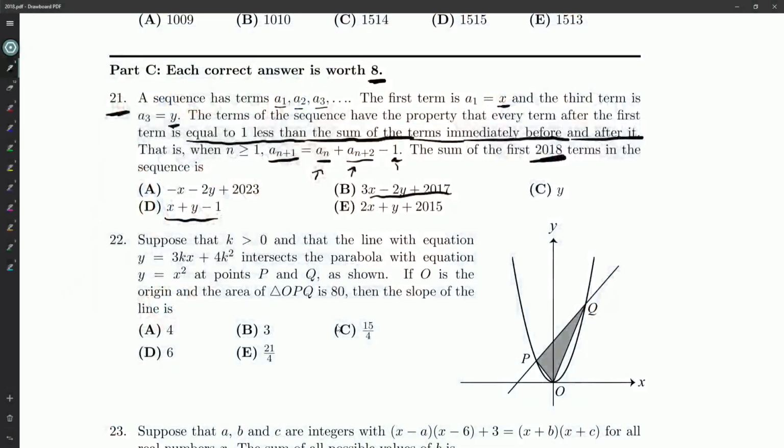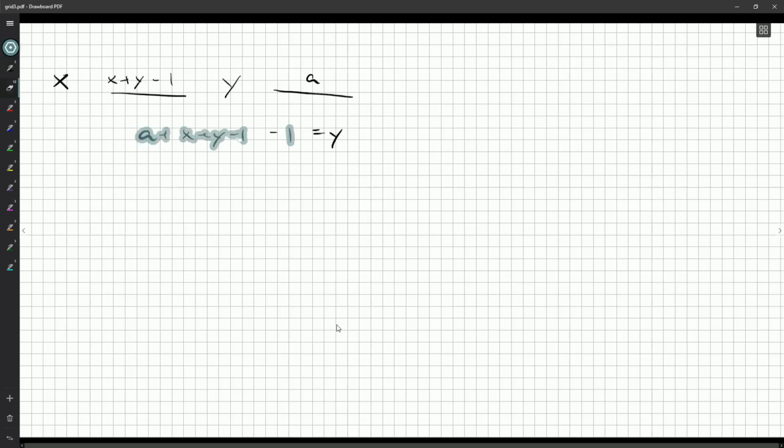But what have we got going on? I want to keep track of the x's, y's, and the constants that are going to pop up. Now, we've got x, we've got something in the middle, and we've got y. So this is going to be x plus y minus 1: the sum of the two around it, and then subtract 1. Now if I wanted the next term, it would have to be a, and then a plus x plus y minus 1 minus 1 is equal to y. This is kind of confusing.